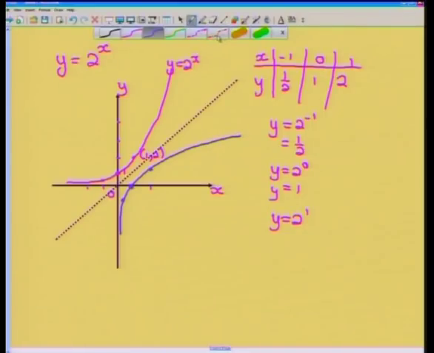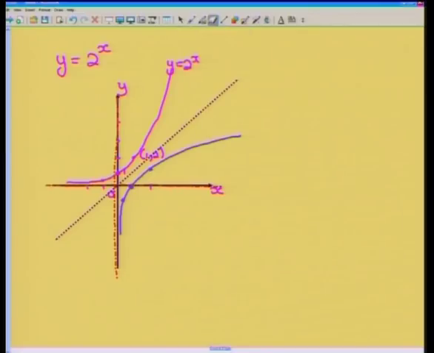Just before we move off that, we know that this would be an asymptote for the pink one, and likewise this would be an asymptote for the blue one. So even the asymptotes have swapped around, whereas before it was the x-axis, it's now the y-axis. Makes perfect sense. All right, so let's get rid of this bit. And let's go to the actual question.